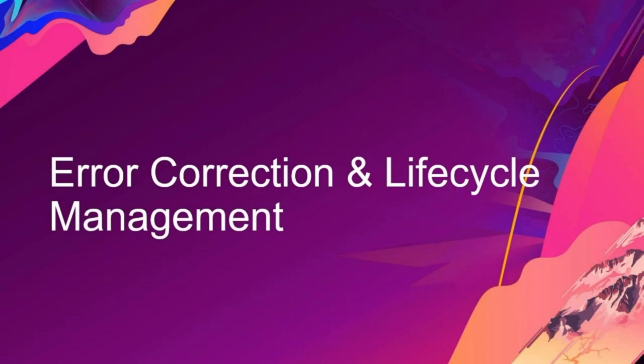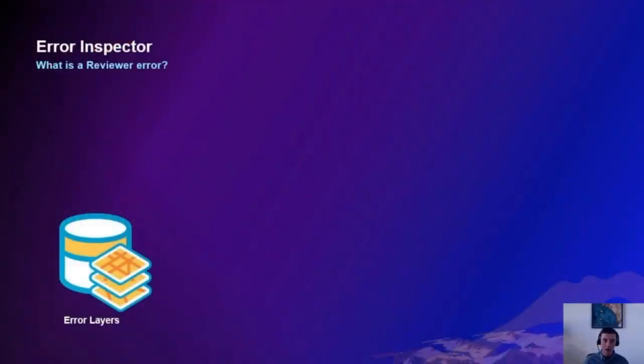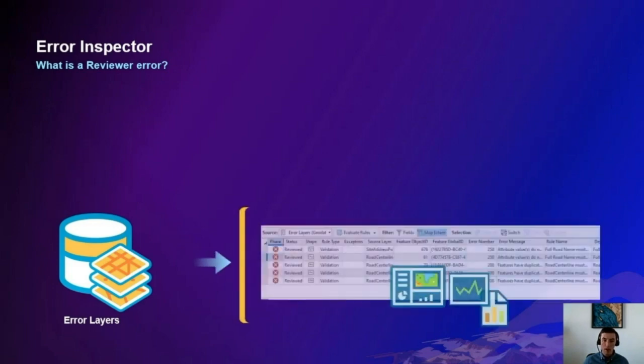Thanks, Kumar. Next, we'll talk about the error results generated by evaluating your validation rules. As Kumar demonstrated, errors are generated when a feature meets the conditions of your validation rules. After evaluating your rules, the reviewer errors will populate in the error inspector.